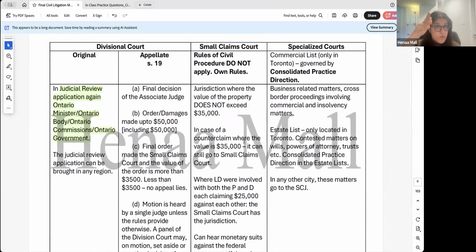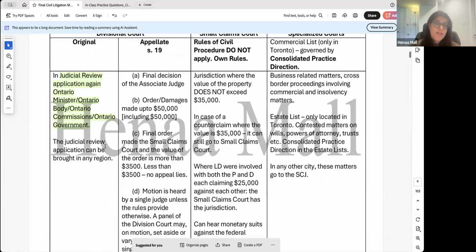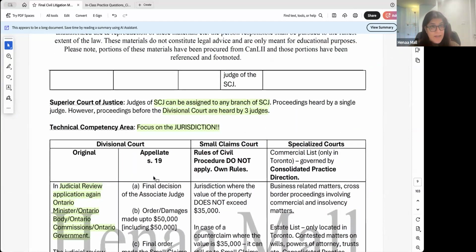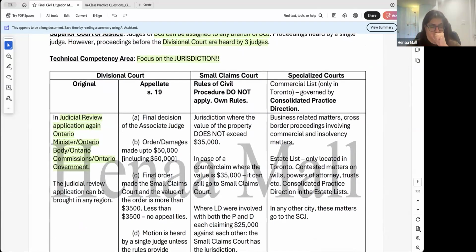So, judicial review from the list of boards and tribunals we saw. If you're not happy with the decision, file for judicial review in divisional court. Judicial review application can be brought in any region. Divisional court has another jurisdiction, also known as the appellate jurisdiction, right? Appellate jurisdiction, final decision from the associate judge goes to divisional courts.